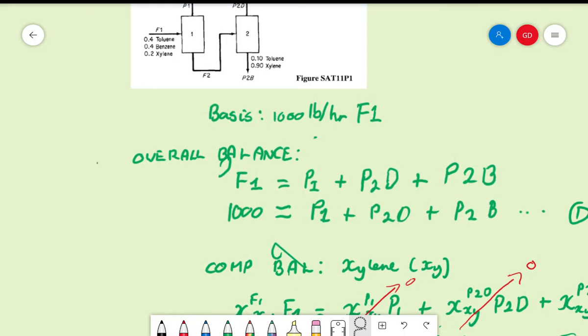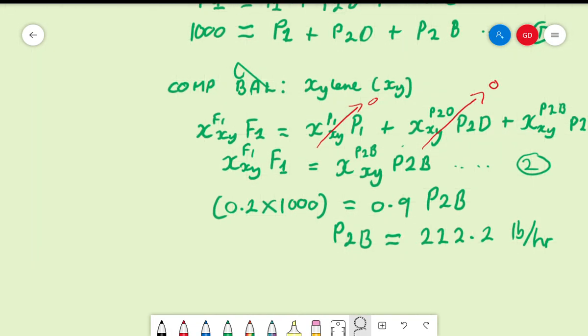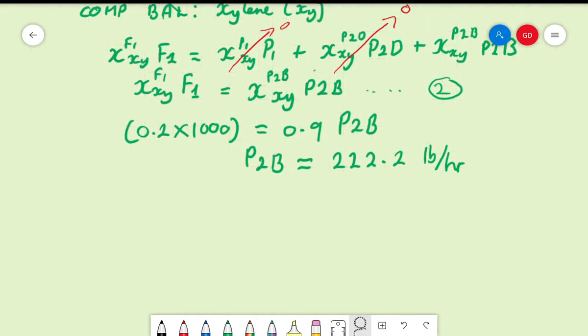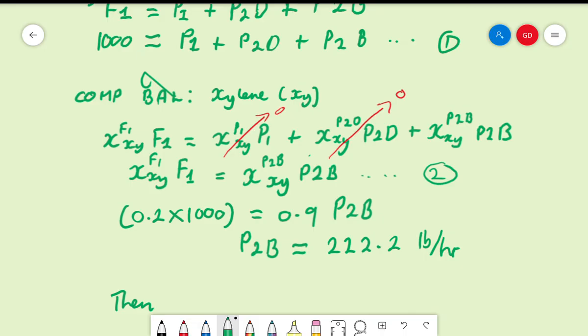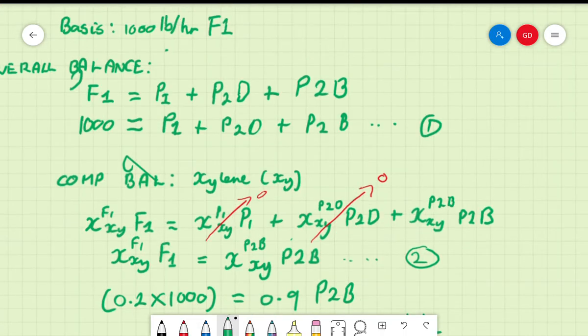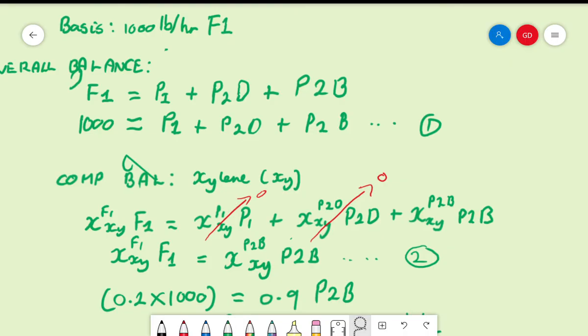Now let's move forward. We've got to find the other values. This equation 1 that we have here can actually be simplified because now we know a value: we know what P2B is.